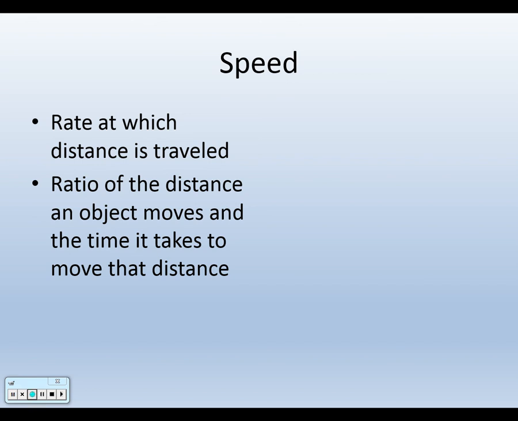So speed is the distance that an object moves and the time it takes to move that distance. Speed is a ratio. Mathematically, what do ratios look like? Fractions, right? So, if we're going to come up with a way to calculate speed, we turn it into a fraction, right? Speed is calculated by taking the distance and dividing it by the time.